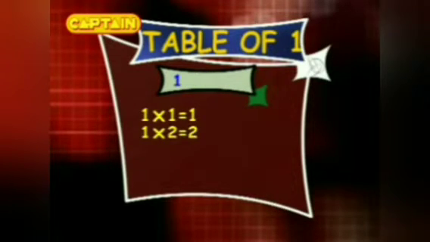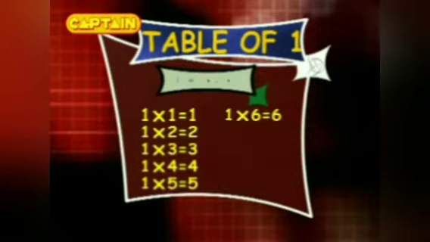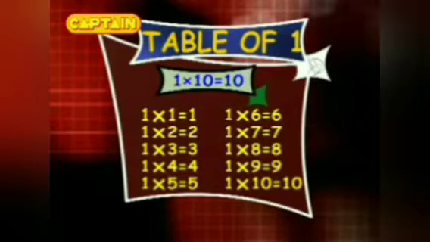Hey kids, let's learn about tables. Tables 1 to 10. Table of 1. 1 ones are 1, 1 twos are 2, 1 threes are 3, 1 fours are 4, 1 fives are 5, 1 six are 6, 1 sevens are 7, 1 eights are 8, 1 nines are 9, 1 tens are 10.